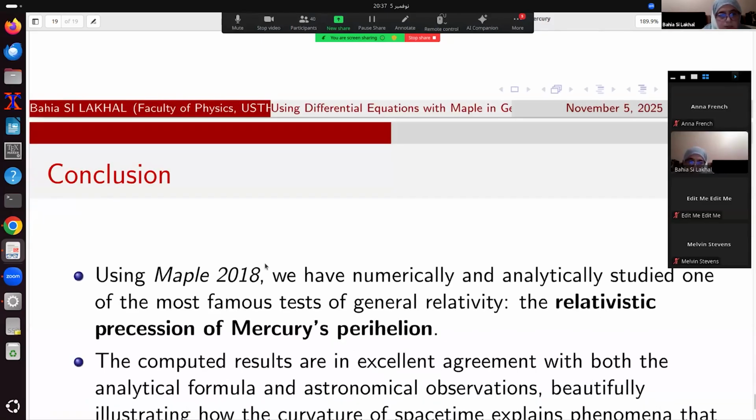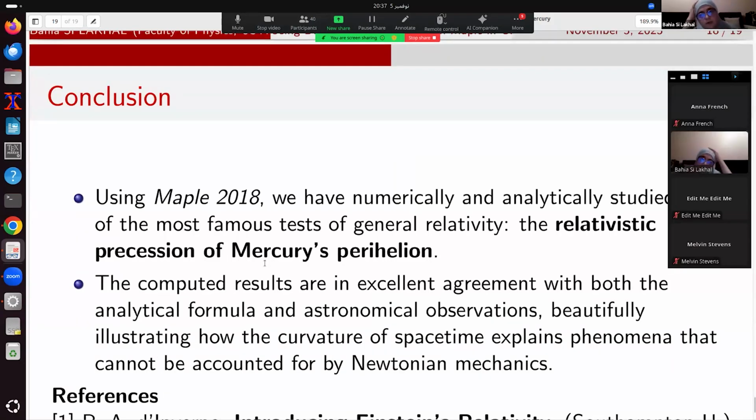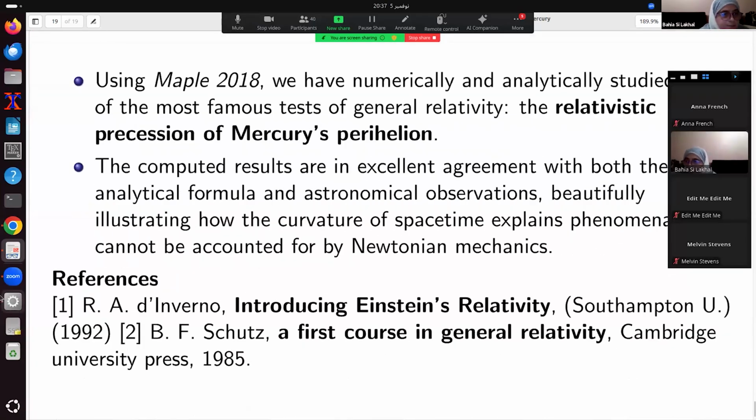So as a conclusion, using Maple 2018, we have numerically and analytically studied one of the most famous tests of general relativity, the precession of Mercury's perihelion. The computed results are in excellent agreement with both the analytical formula and astronomical observation, which means that general relativity is successful in some domain of physics, of course. Thank you for your attention.